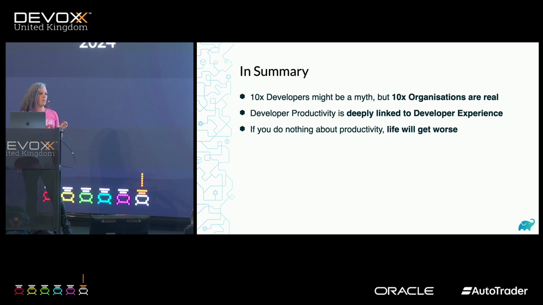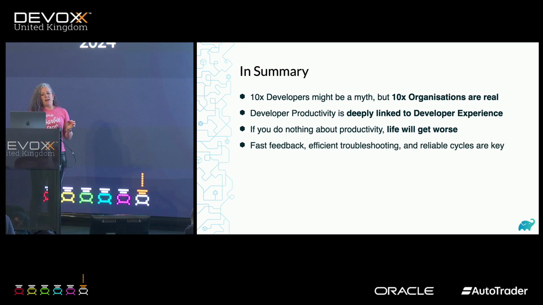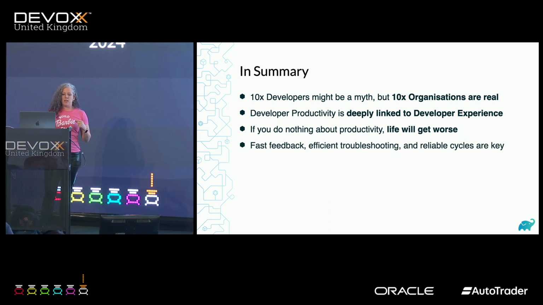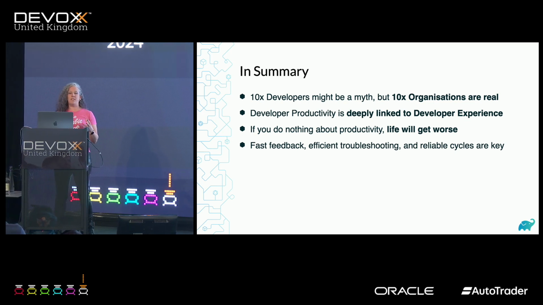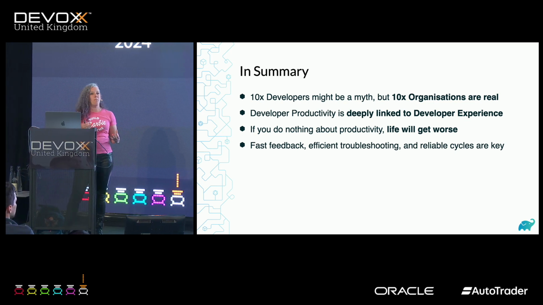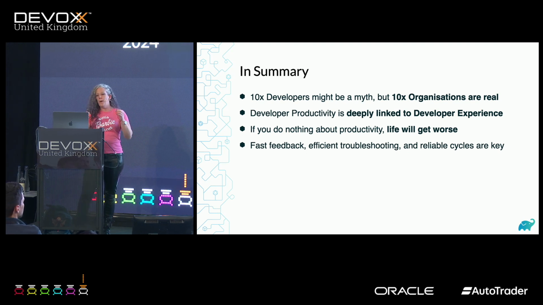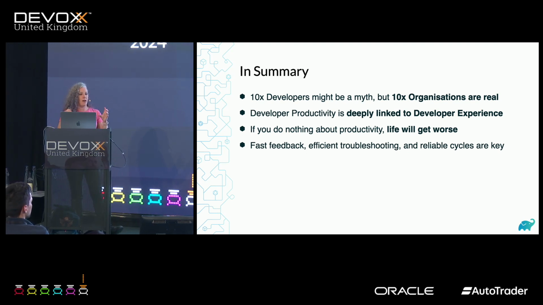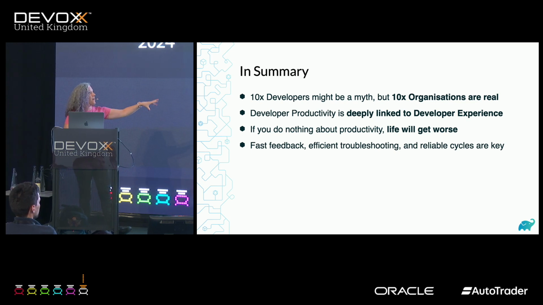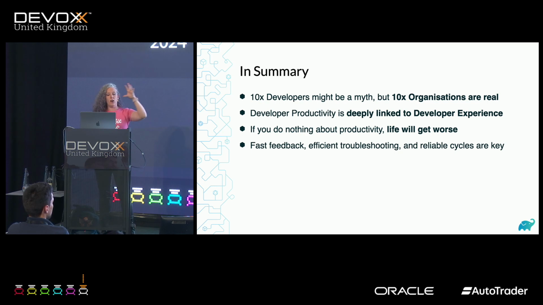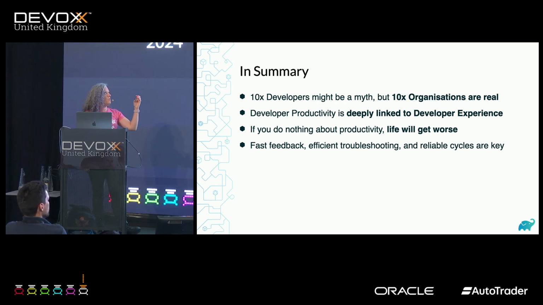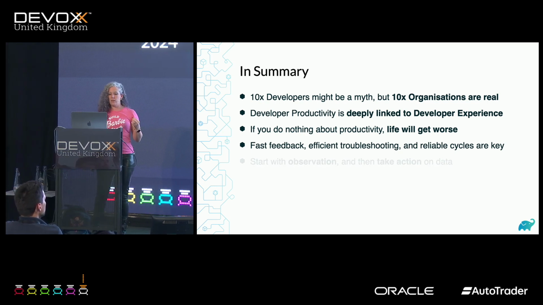If you don't do anything about productivity, it will get worse. It just will. That's entropy. That's what happens. Fast feedback, efficient troubleshooting, and reliable cycles are key. So obviously, our sales guys would love to hear from you and have you say, let's buy Develocity. That's clearly the answer. But it's not about buying a single product. It's about thinking about these things. Fast feedback, efficient troubleshooting, and reliable cycles. The reliability, I feel like, especially in our local environment, is not thought about often enough.